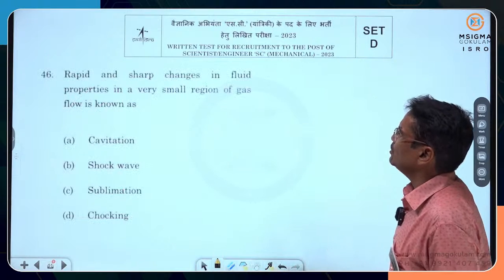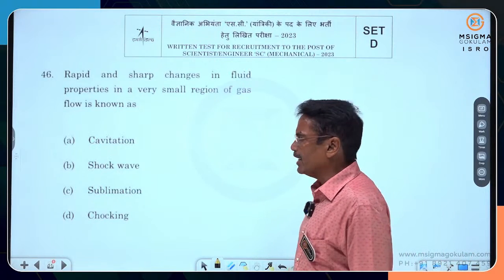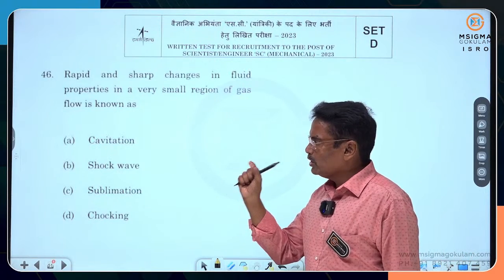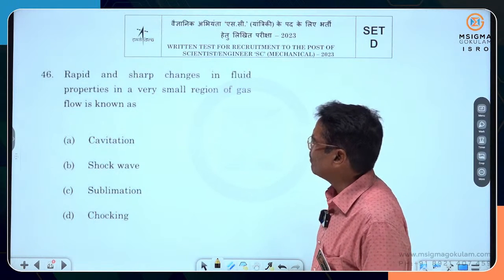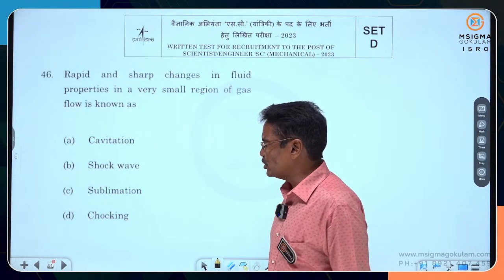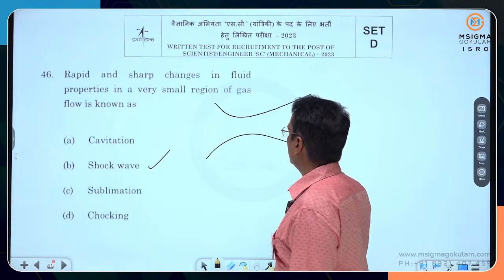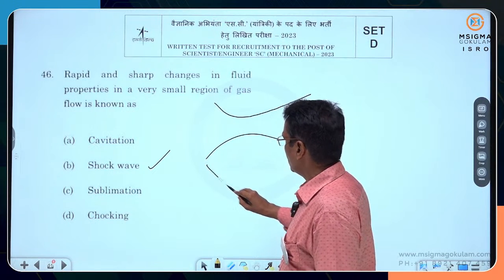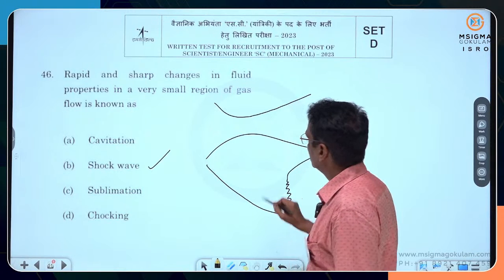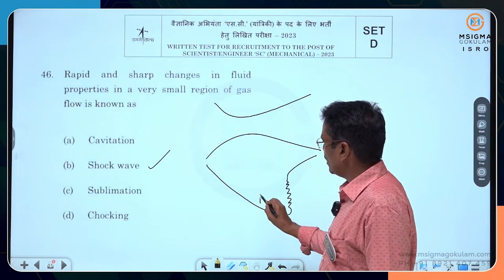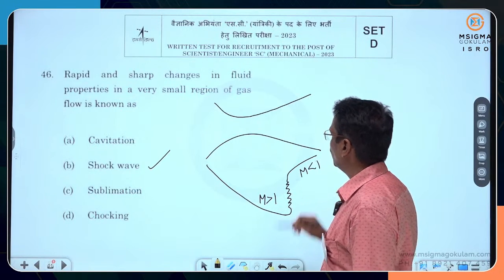Rapid and sharp changes in fluid properties in a very small region of a gas flow. When a gas flow is happening, within a very small space, there are rapid erratic changes in the properties like density, pressure, etc. Such a thing is called a shock wave, which would happen in the diverging portion. It is like this: pressure keeps decreasing and abruptly pressure will rise. That would happen only when the supersonic flow gets converted into the subsonic flow.